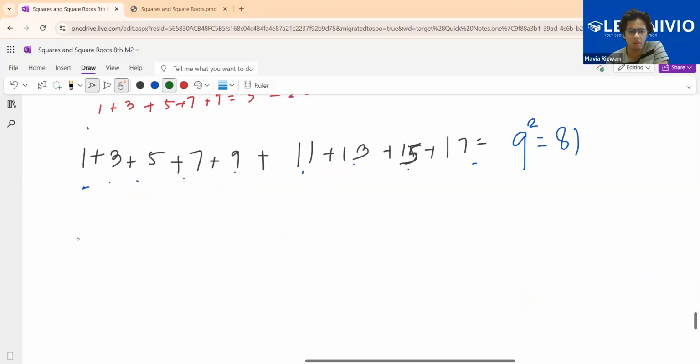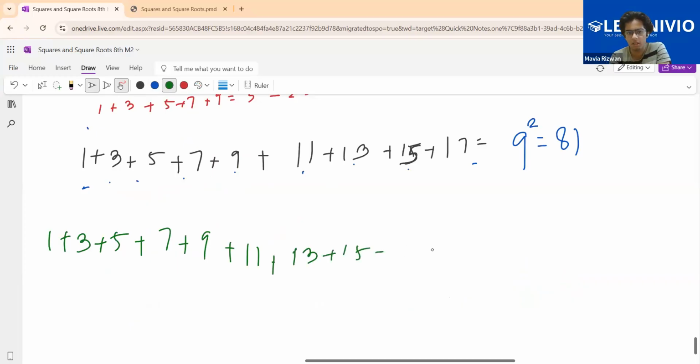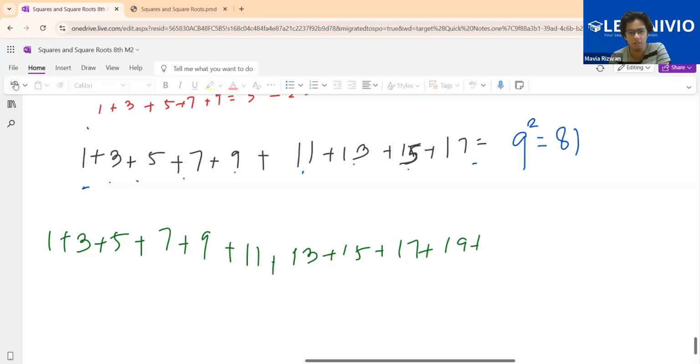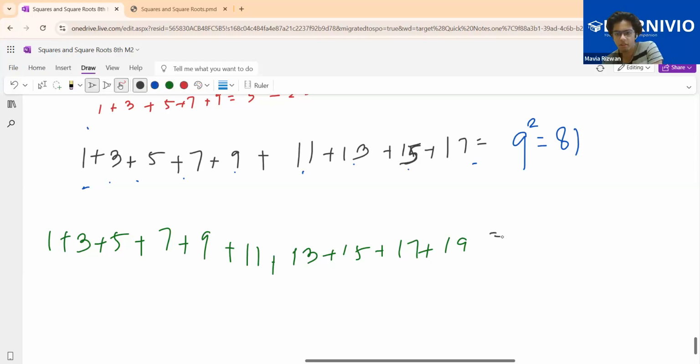Okay, so tell me for 1 plus 3 plus 5 plus 7 plus 9 plus 11 plus 13 plus 15 plus 17 plus 19 plus 21. Can you tell me the answer for this without even adding these numbers? Sir, 11 square. 1, 2, 3, 4, 5, 6, 7, 8, 9, 10, and with 21 it is 11 numbers, so this is 11 square. That is 121. Great. Got it, Abu Bakar? Yes, sir. Okay.